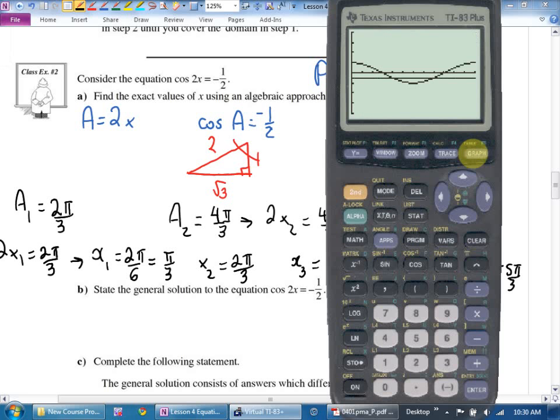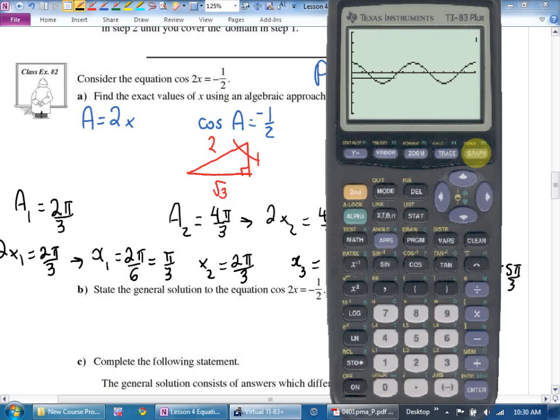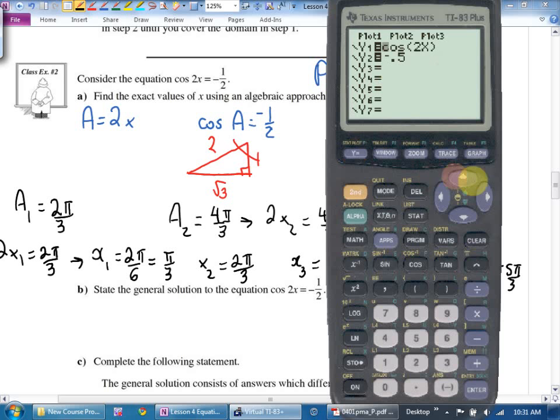2. But if I put a 2 there, that's a horizontal compression by a factor of 2. There's going to be 2 cosine waves occurring in the same distance. That's why I got 4 answers. I found the first 2 cleverly, and then I said, well, I'll add my period to get that one. I'll add my period to get that one. Oh, hey. What if there had been a... you know how many cosine waves are going to fit in? 3. There's going to be 6 answers.